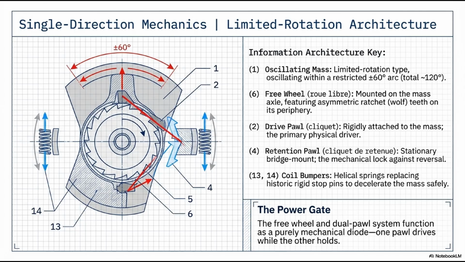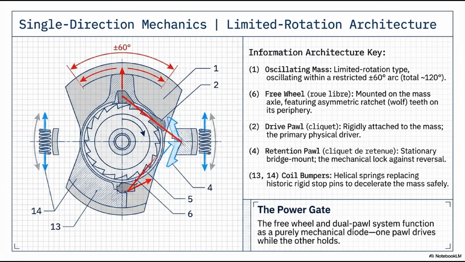Let's begin by dissecting the exact mechanics of single-direction winding, starting with the classic limited rotation architecture, the bumper movement. Look at the schematic on the screen, it maps the information architecture. Component 1 is the oscillating mass, restricted to a 120-degree arc. Component 6 is the heart of the system, the freewheel, or roue libre. It is mounted on the mass axle and features highly asymmetrical ratchet, or wolf, teeth on its periphery.